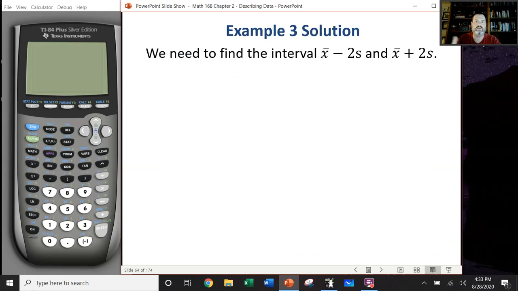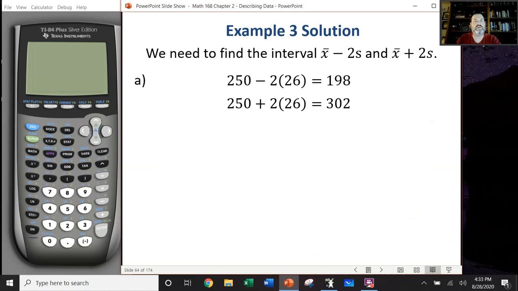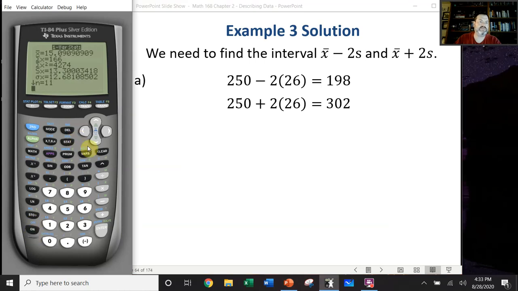So x bar is the mean, s is the standard deviation. Just plug everything in, right? And just do it on your calculator. You can type it in exactly how it looks, right? 250 minus 2, and you don't even have to type times. You can just use parentheses. You can type it in exactly the way it looks. Your calculator knows what to do. So that means 95% of mountain bikes are between $198 and $302.